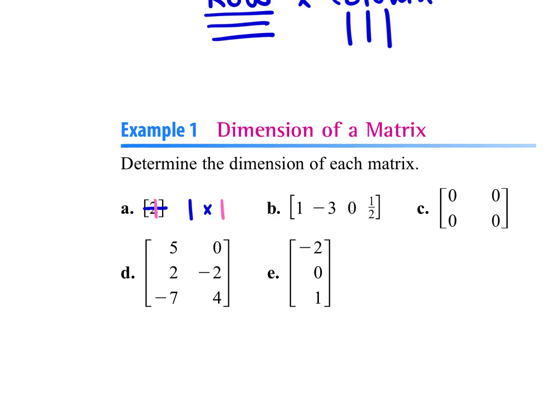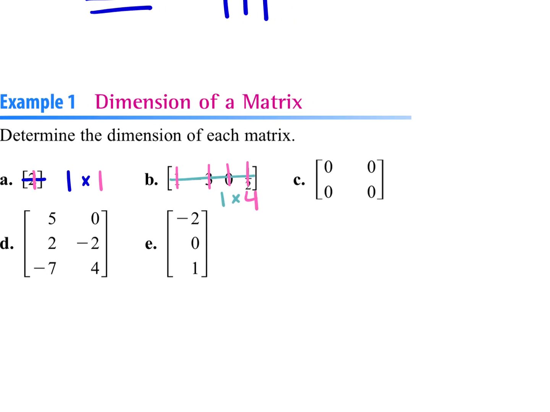For B, how many rows do we have? 1 row by how many columns? 4 columns. So it'd be a 1 by 4. What about for C? How many rows do we have? 2 rows. And how many columns? So 2 by 2.